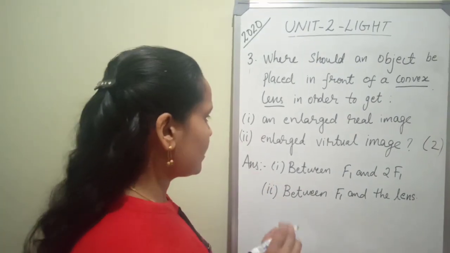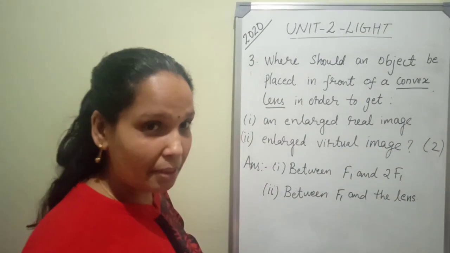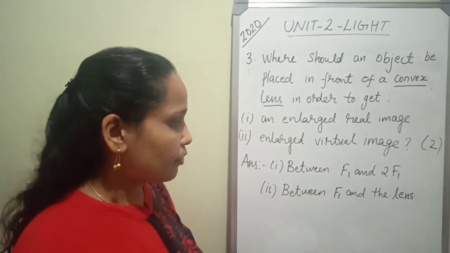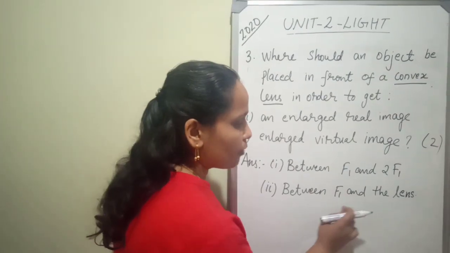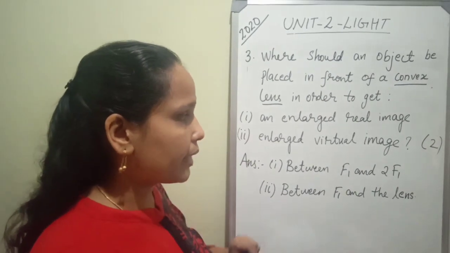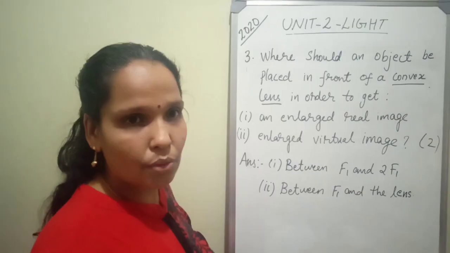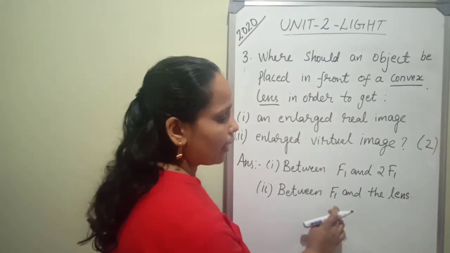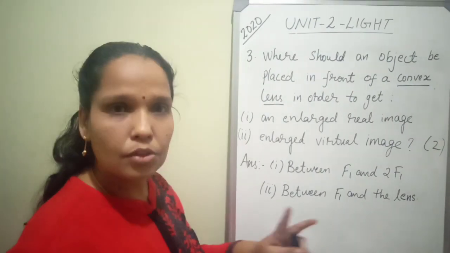Okay. One more question is here, that is enlarged virtual image. You will be remembering only one position. If the object is in between f1 and the lens, or we can say if it is in between f1 and optic center of the lens, in convex lens we will be getting a virtual image and it is magnified also. So that is the answer here. Object should be kept in between f1 and the lens. Okay, another mark for this. So totally 2 marks.